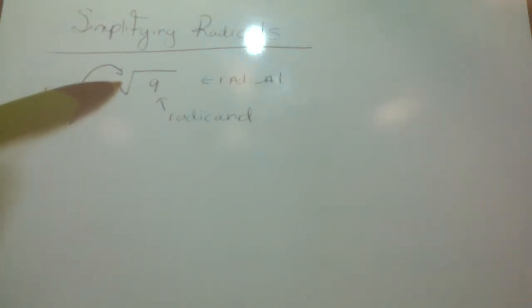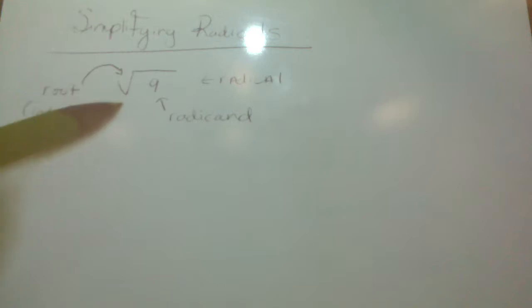If there's no number there, it's really a 2. It can't be anything smaller than a 2 because you need two numbers to multiply together. And then this is a radicand. What's underneath the radical sign is what we call the radicand.